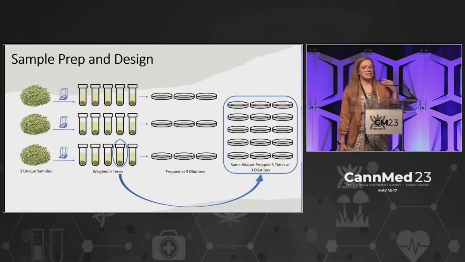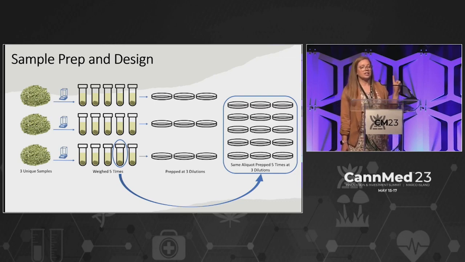So sample prep and design: what we did here was we took 3 unique samples, and these 3 unique samples were weighed up 5 times, and then we plated those samples at 3 different dilutions. And we used 7 different types of plates, so 4 agars, 2 petri films, and a membrane filter.